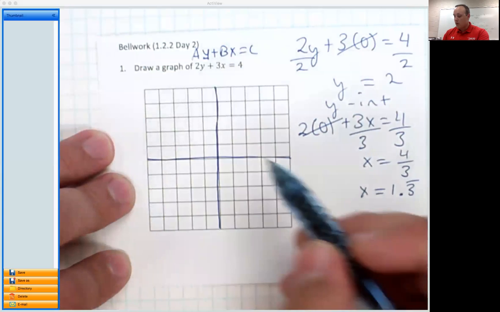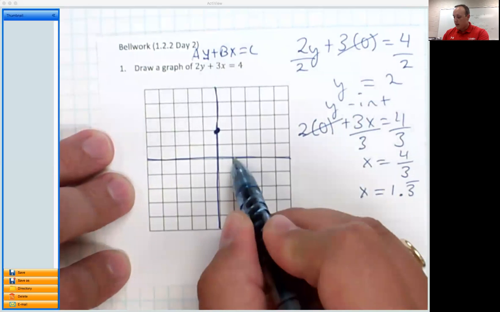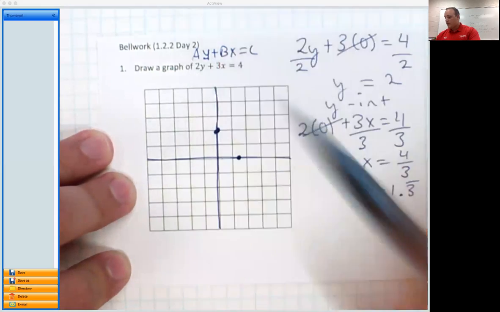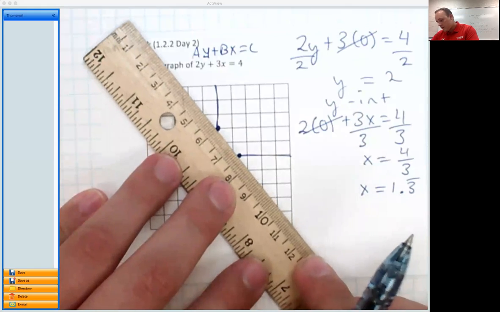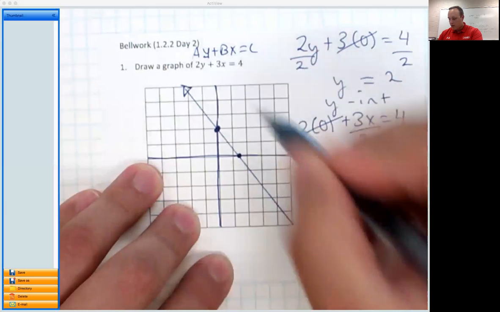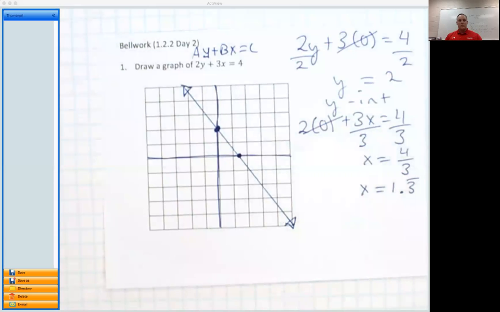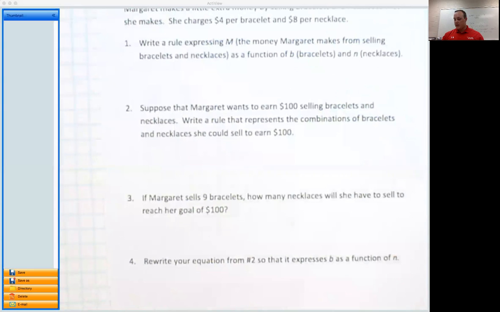Okay, so draw in your xy axis. So our y-intercept is 2. Our x-intercept is 1 1/3 of a box. Draw in a line through there, and since we don't have a slope, we can just use a ruler. That's fine. And there we go. Draw a graph.